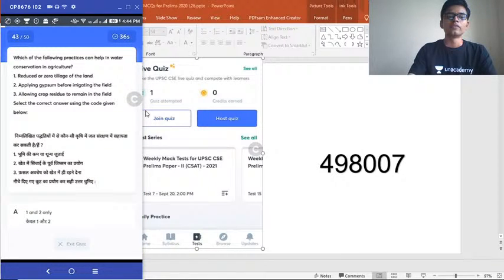43. Which of the following practices can help in water conservation in agriculture? 1. Reduced or zero tillage of the land. 2. Applying gypsum before irrigating the field. 3. Allowing crop residue to remain in the field. So which of the following practices can help in water conservation?